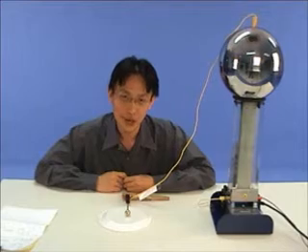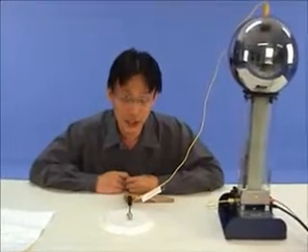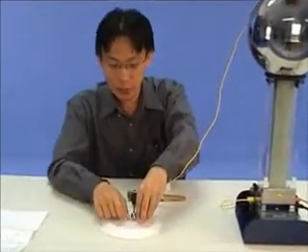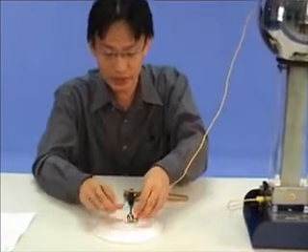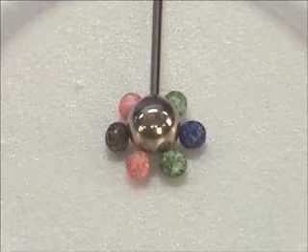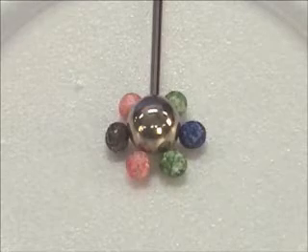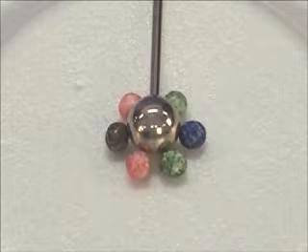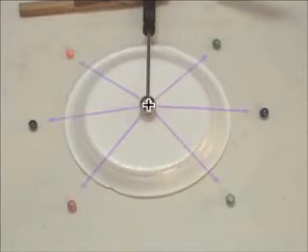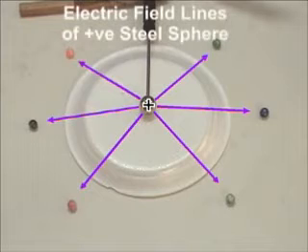In order to visualize the electric field, we draw a series of lines to indicate the direction of the electric field at various points. These, we call the electric field lines. How do we draw the electric field lines of this steel sphere? We can place small positive test charges around it. A positive test charge placed in the electric field of the steel sphere will be repelled by its positive charge. The lines are directed radially away from it.